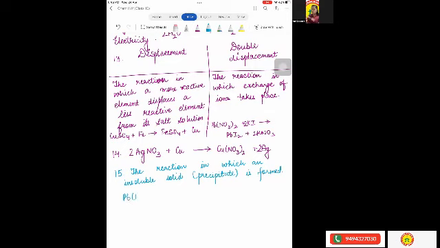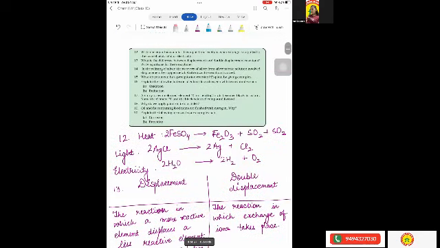Example, you can take again the same reaction which I just said. Pb(NO3)2 plus 2KI gives us PbI2, yellow precipitate, plus 2KNO3. Fine. Let's move to the next question. Shayan, now you may answer.